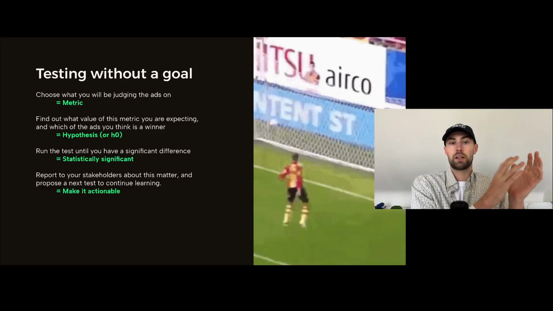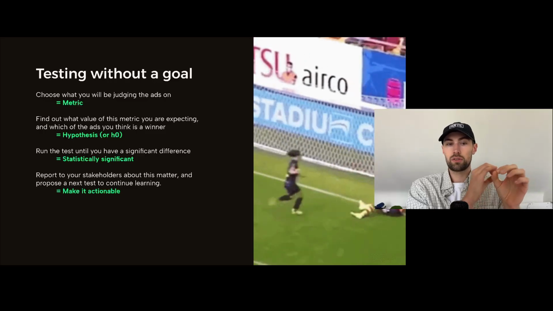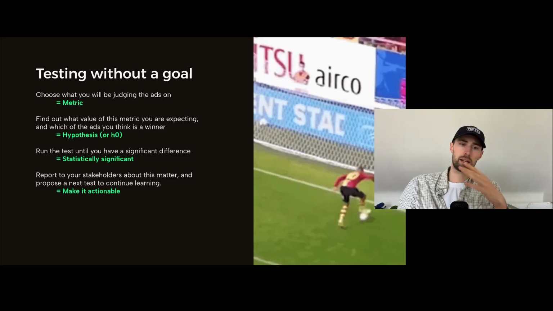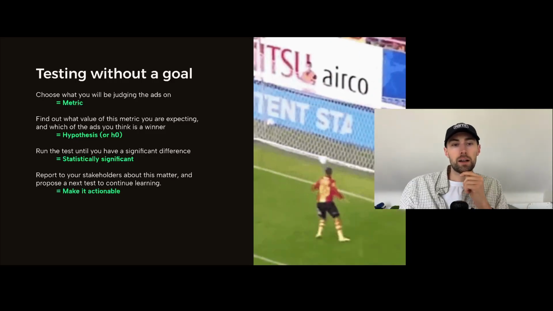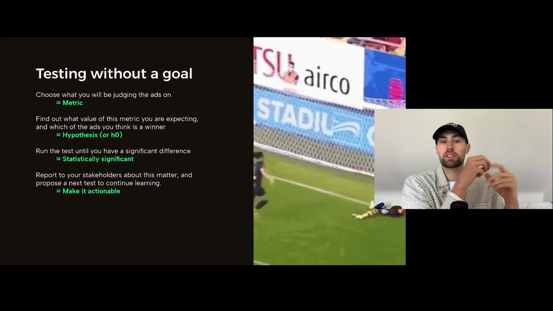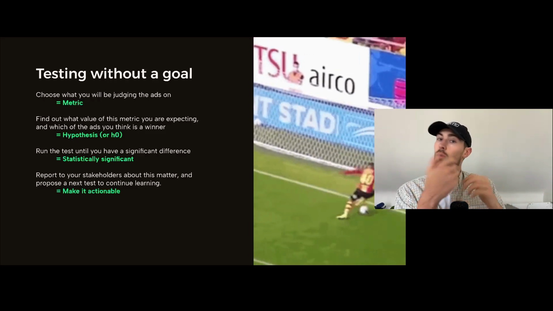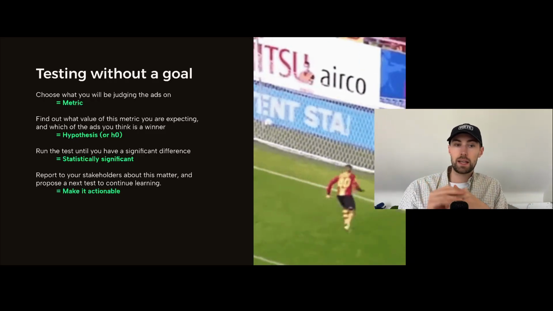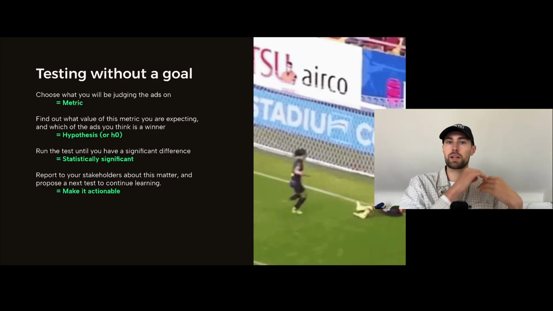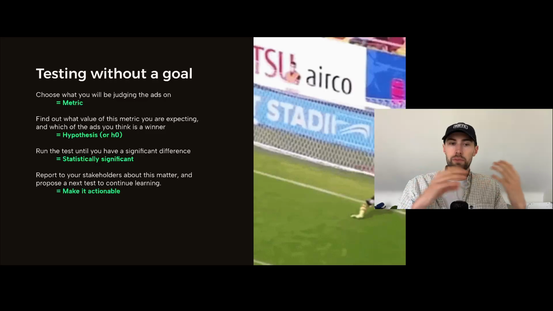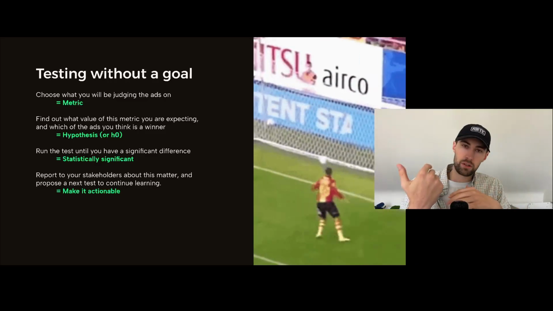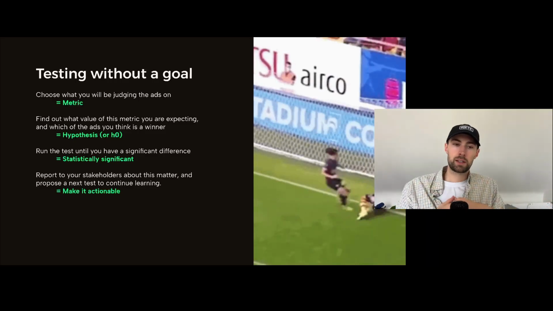First off, you're going to choose what you'll be judging the ads on. In this case, we call that a metric. It could be CTR, conversion rate, or anything else, but I'll dive into that later. Secondly, you want to find out what value of this metric you are expecting. Are you expecting 1% CTR or 5%? And then also choose the ad that you think is going to be the winner and why, because you want to get the learning very clear beforehand. You want to know what you want to learn. You never want to learn afterwards. You want to do it on purpose.